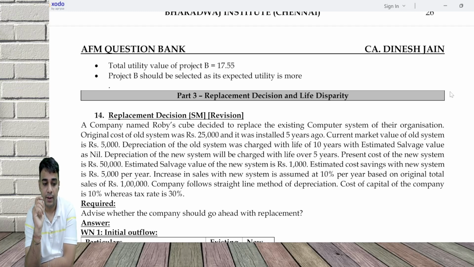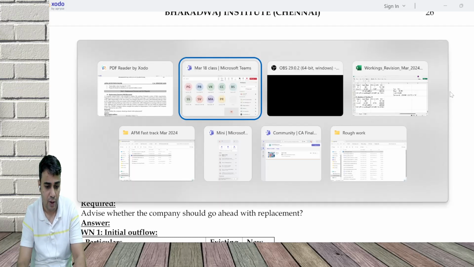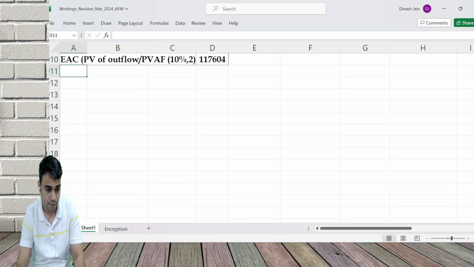Okay, here I need to decide whether a replacement is needed or not. So I'll be doing particulars, new machine, old machine, and once that step is done, incremental will be calculated. First, we'll do initial outflow where you'll have capital expenditure and working capital for new machine. For old machine, you will have working capital and net salvage value today. Then in between flow, then terminal flow, consolidate and calculate NPV. Working note 1, initial outflow.